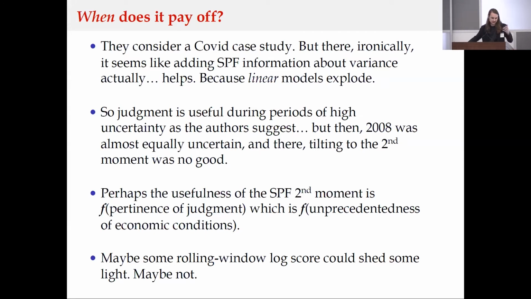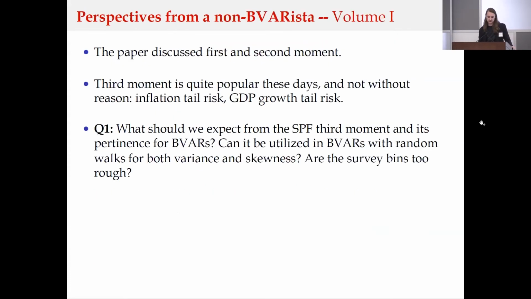Obviously, a hypothesis could be that the usefulness of the SPF second moment is a function of the pertinence of judgment in different economic times, which is itself a function of the unprecedentedness of economic conditions. Very happy I managed to say that one. But when you speak French, you're kind of used to these very long words. So anyway, maybe some rolling window log score could shed some light. Maybe not. Maybe there's some switching going on. But it might be worth having a look.